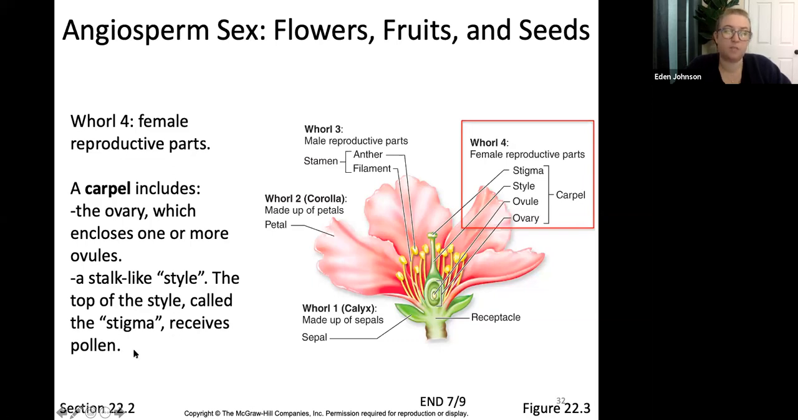Stigma receives pollen. So the 4 whorls, what I need you to write down and just remember it like this. Your 4 whorls, because I'm going to ask you them in order, or I'm going to ask you what's whorl 3. So just recite this over and over to yourself.